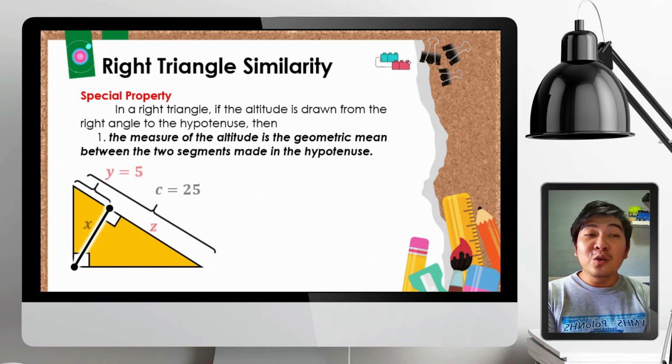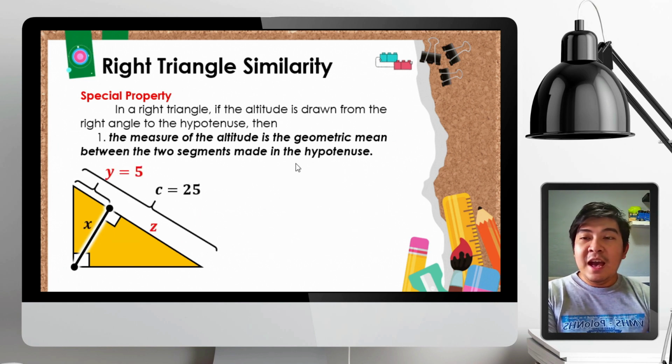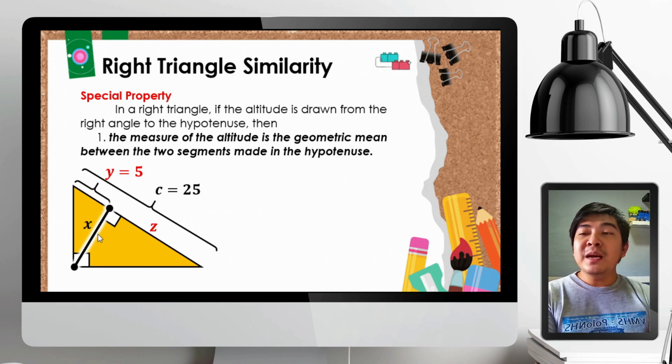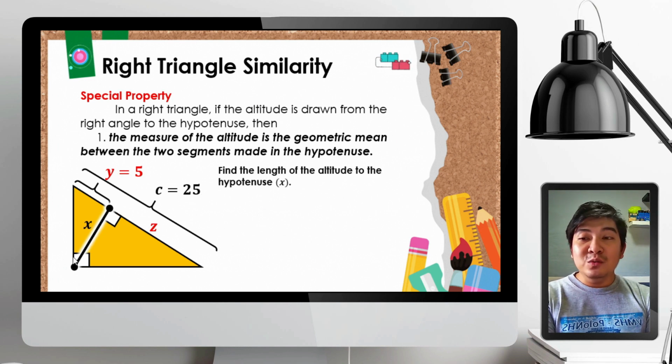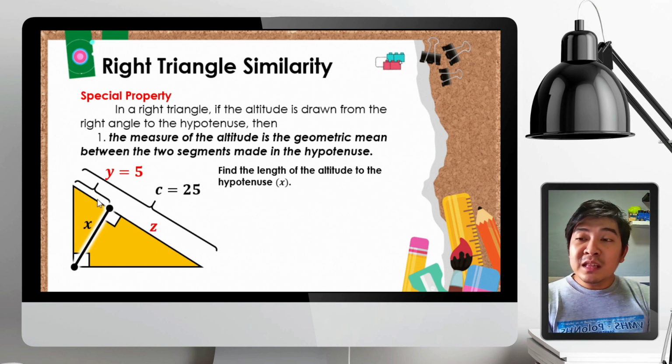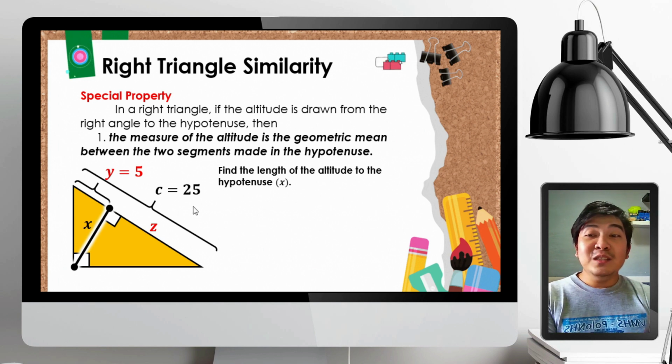So let us now go to another example. Ayan. So medyo tricky ito. So we have segment y that measures 5, and the whole segment, or the hypotenuse, measures 25. So take note na para makuha natin yung measure ni altitude, we will be getting the geometric mean of the smaller segments na na-form. So ang gagawin natin, paano natin kukuhain si z? Take note that this segment, or part of the segment, is 5 and the whole segment is 25.